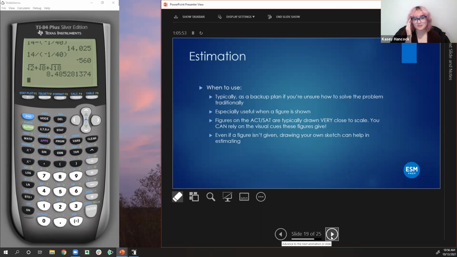So estimation, this is a great example of a strategy that can be used as a nice backup if you're completely lost.